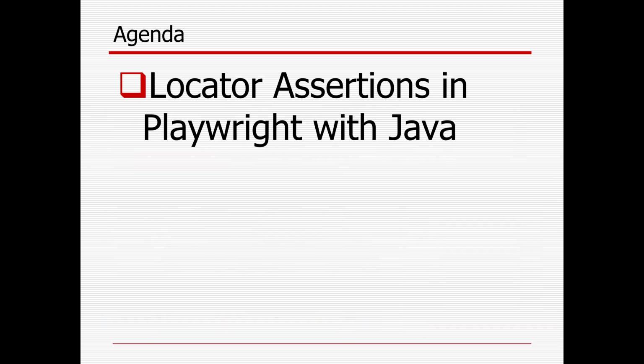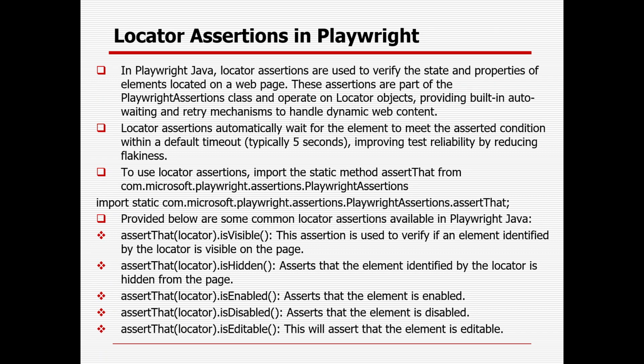In today's session, you will learn about Locator Assertion in Playwright with Java. In the last video, you already learned what Playwright Assertions in Java are and what the different types of assertion available are. I also covered the page assertion in Playwright with Java in the last session. Today, we will discuss the most important and critical types of locator assertions available in Playwright with Java.